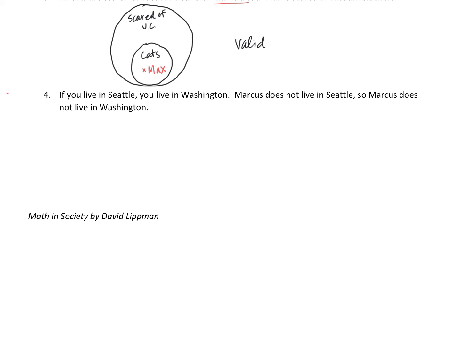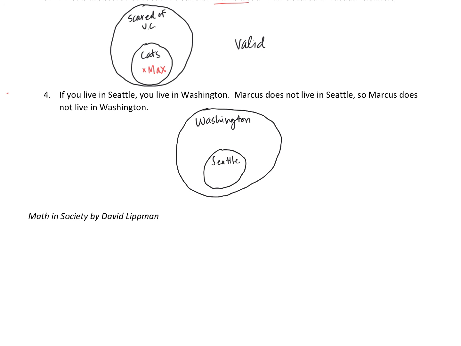If you live in Seattle, you live in Washington. So in this case, the big circle is Washington, and the smaller circle is Seattle. So if you live in Seattle, you live in Washington. Marcus does not live in Seattle. So that means I can't put him in the Seattle circle. I could put him out here.